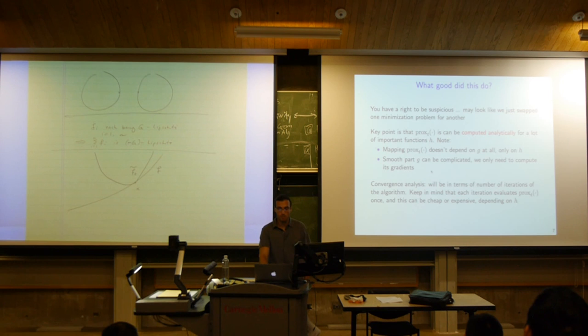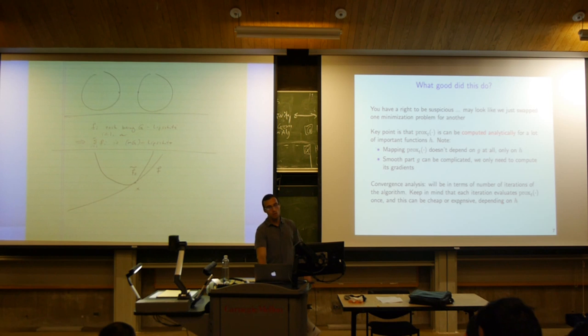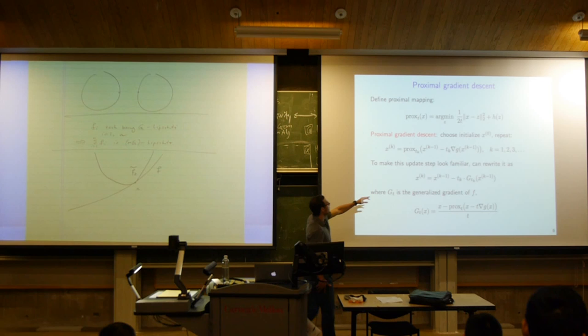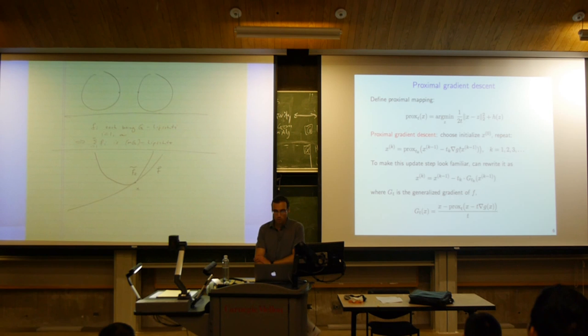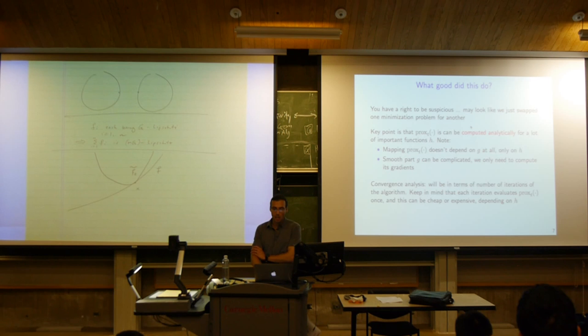The convergence analysis that we're going to describe, and that you'll prove in the homework, is in terms of the number of iterations of this algorithm. But keep in mind that each step actually evaluates the prox. Each step is essentially a full solve of this inner minimization problem. And that can be expensive or that can be cheap. It really just depends on the problem.